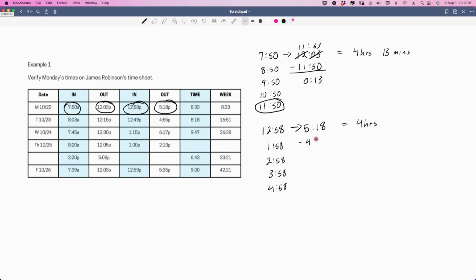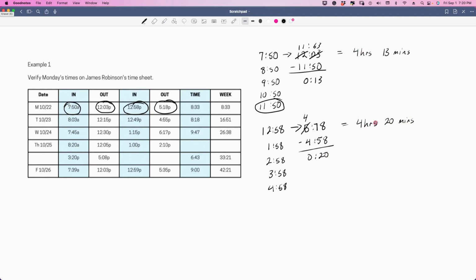So I'm going to subtract 4:58 from 5:18. Now I need to borrow, so I'm going to cross this out and make this a 4. And I'm going to take the 60 minutes that I borrowed from this 1 hour and add that here. 60 plus 18 is 78. So 78 minus 58 is 20 minutes. And 4 minus 4 is 0. This should always be 0 if you do it right, because we're looking for just minutes here. So 4 hours and 20 minutes is the amount of time in his second shift.